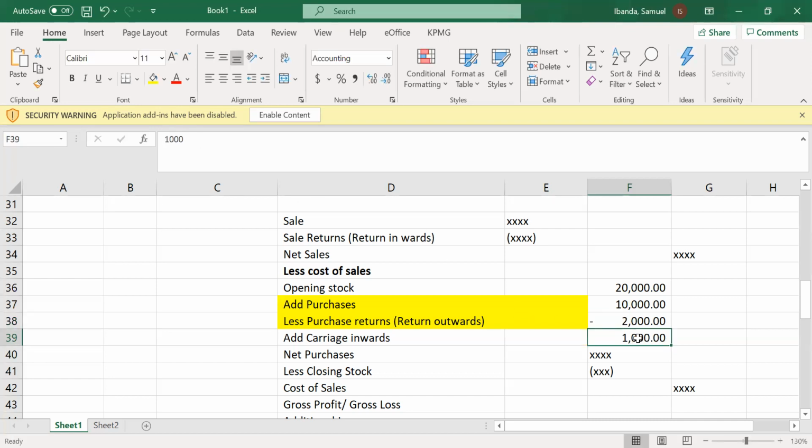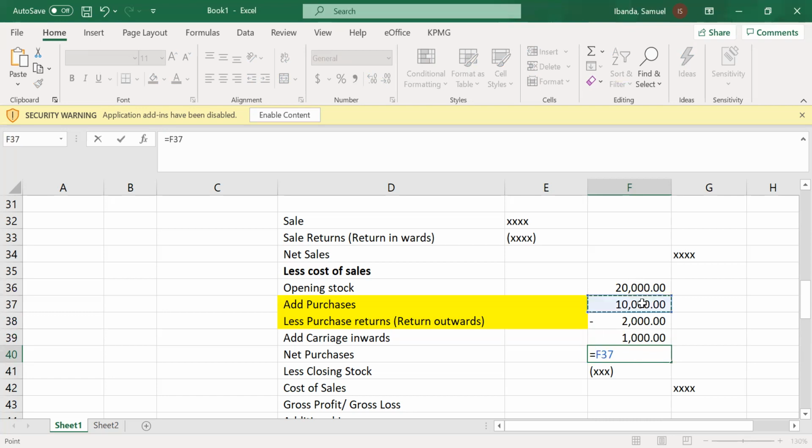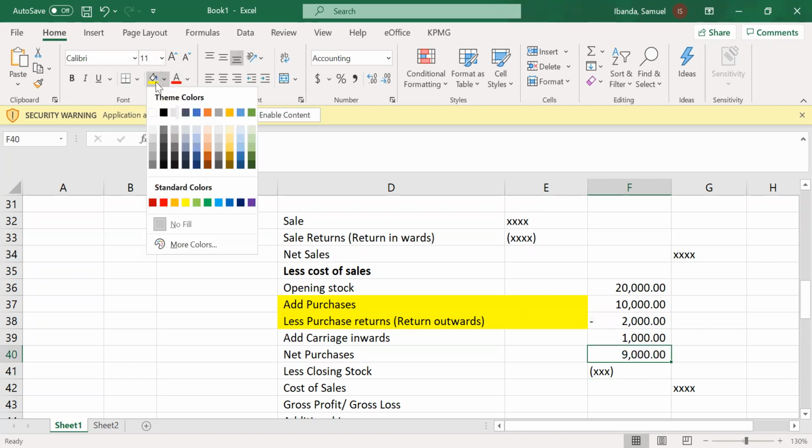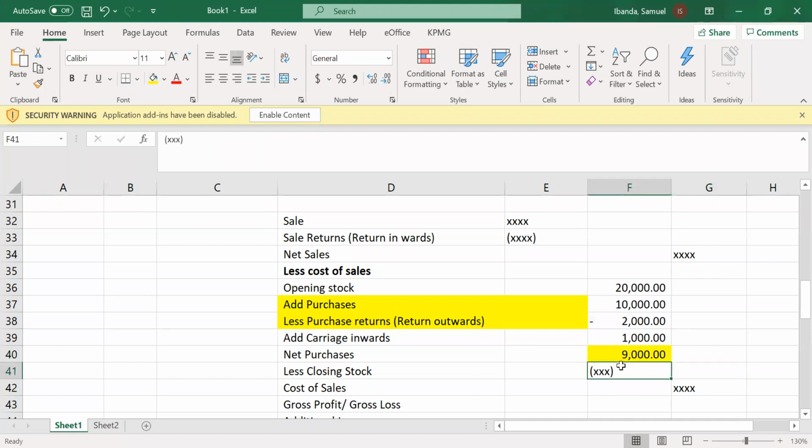So my net purchases will be this, minus this 2. I'll add this plus this cost, and that one has a negative. So my net purchases will be this value. These are my net purchases. Then my closing stock is, let's say I closed with 8,000. This is what I closed with.